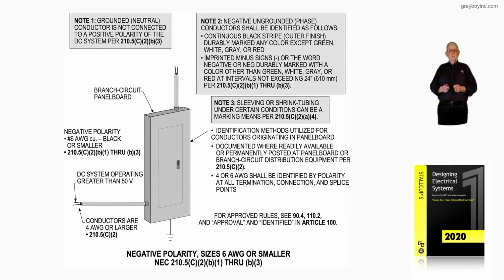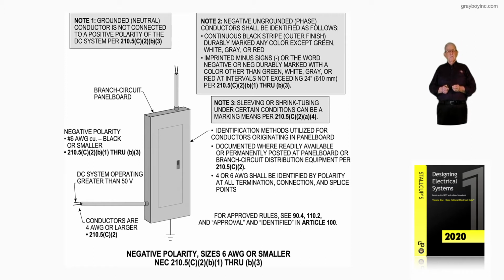Now this illustration deals with negative polarity, where we still have conductors number 6 or smaller. This time we're reviewing NEC 210.5(C)(2)(b)(1) through (b)(3). Remember, previously it was additive polarity and/or positive polarity, and we were using 210.5(C)(2)(a)(1) through (a)(3). So for negative power, we would use the section shown.